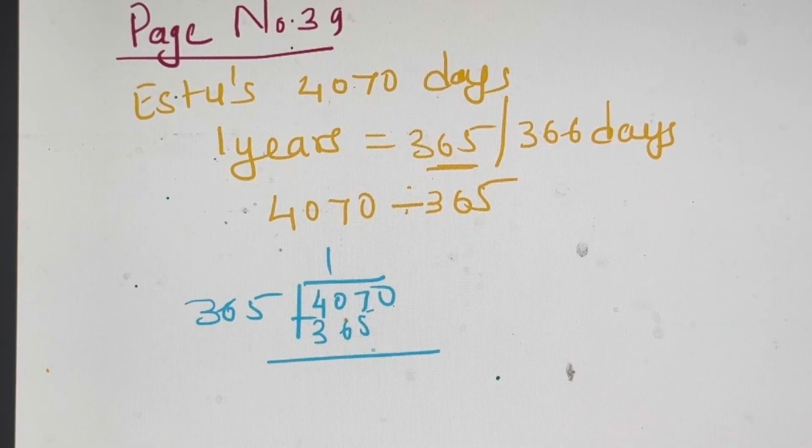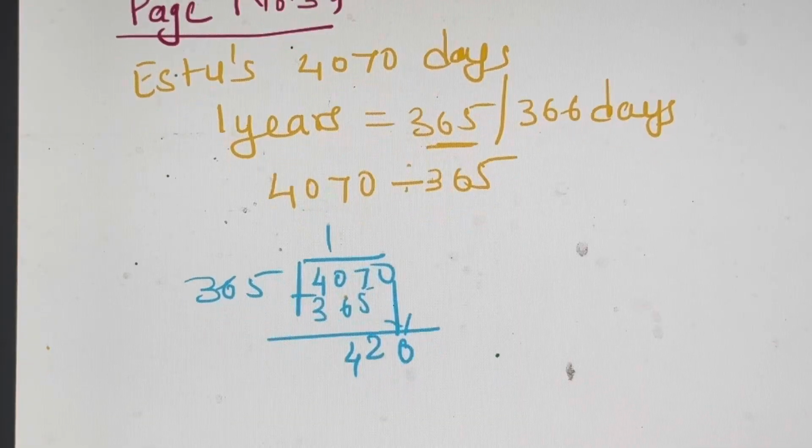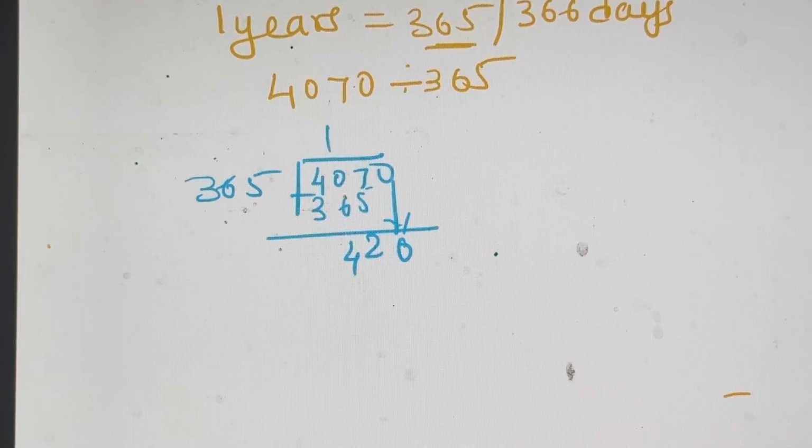Subtract, 7 minus 5 is 2. Here if we borrow, this becomes 10. 10 minus 6 is 4. Then we bring this 0 down. I'm showing you stepwise because the answer will be here. It will not be exactly divisible, that is why.